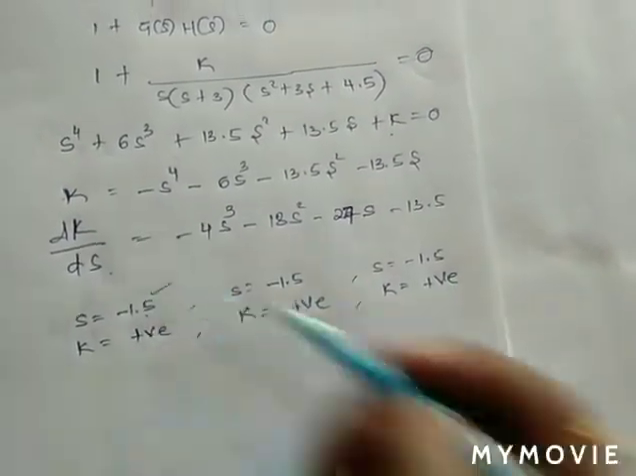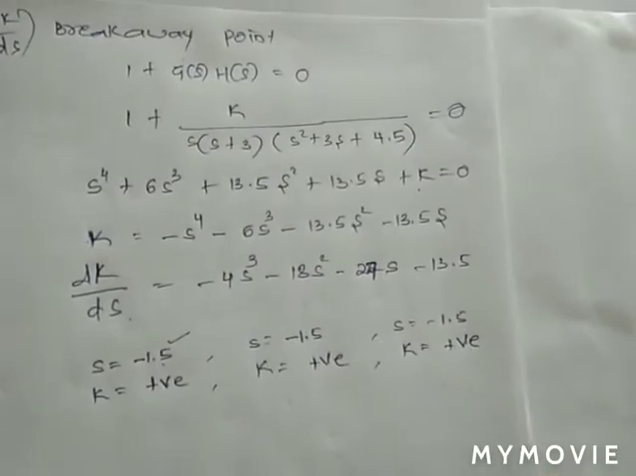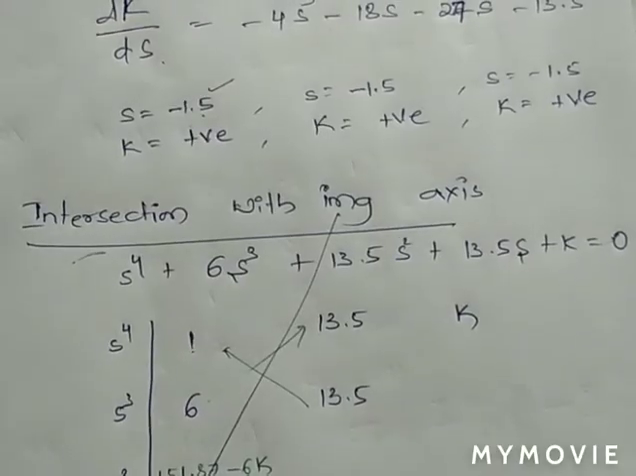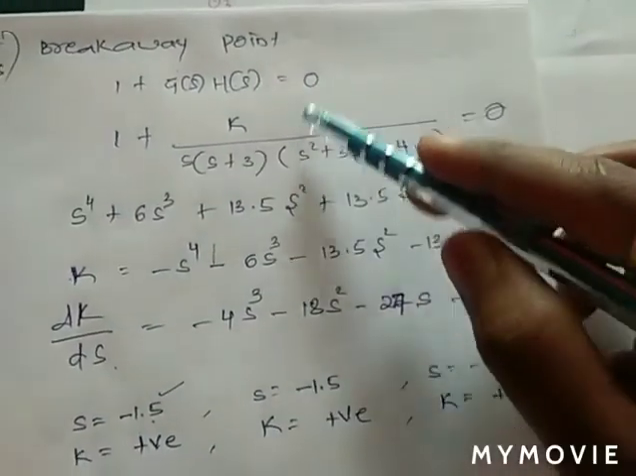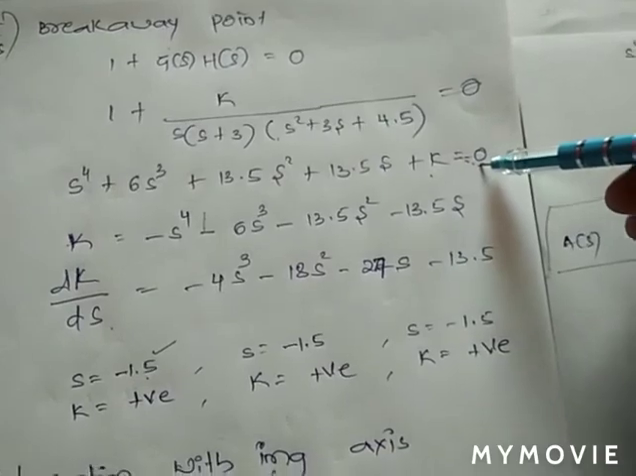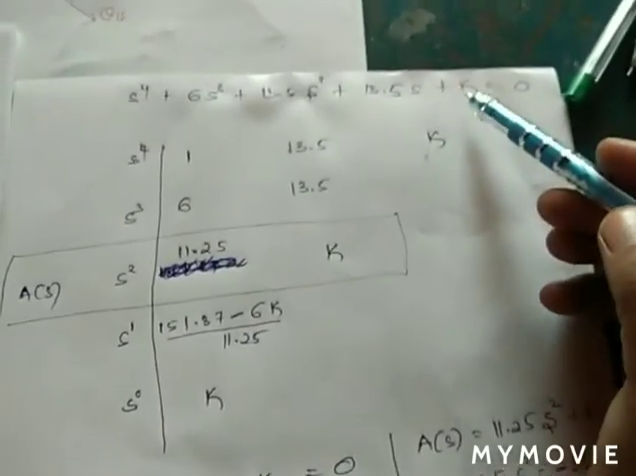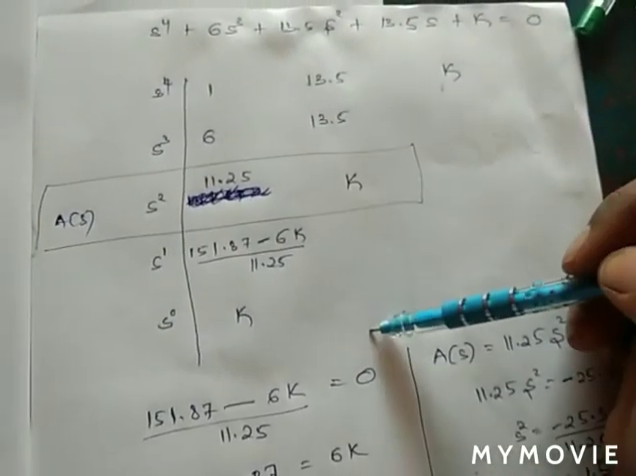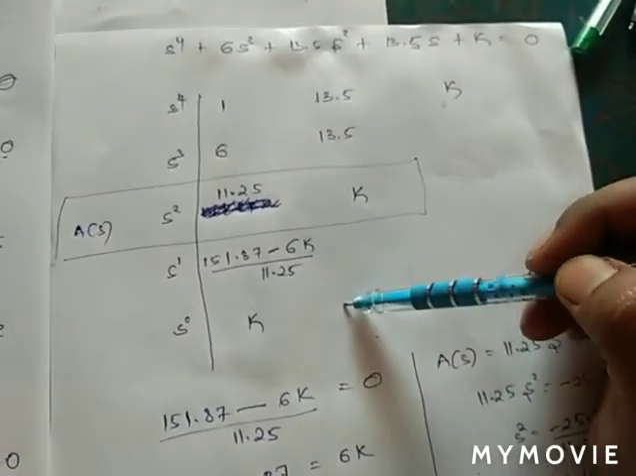So this s is selected. This is the breakaway point. This is the intersection with the imaginary axis. So we got this equation, 1 plus G(s) H(s). If you solve, you will get the characteristic equation. Take that characteristic equation and form the Routh array. So for the intersection, we will form the Routh array.